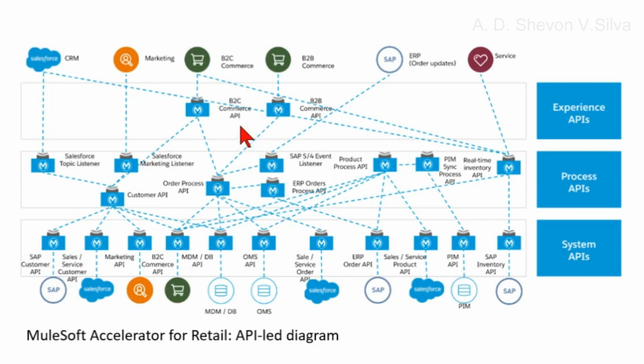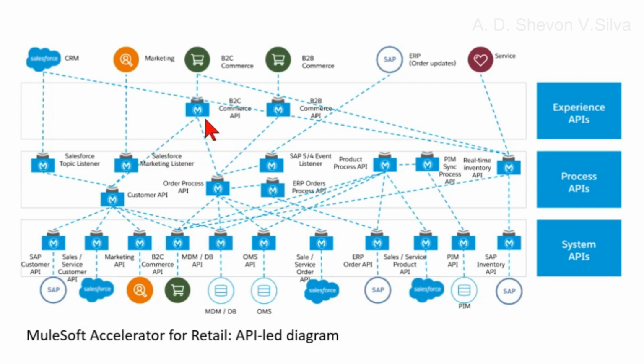B2C Accelerator B2C Commerce Experience API. The B2C Commerce Experience API supports the following functionality: the new customer profile creation and updates made to existing profiles in B2C commerce for storefront users are posted through this API for further processing by the downstream APIs and implementations.